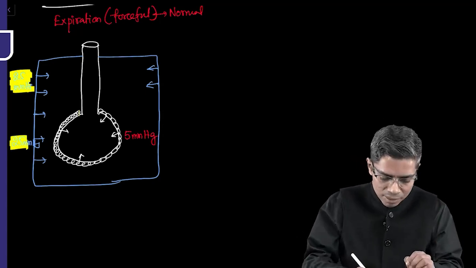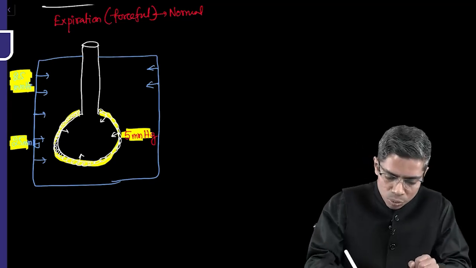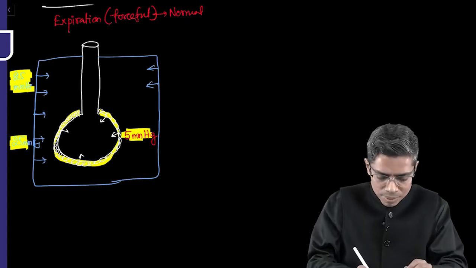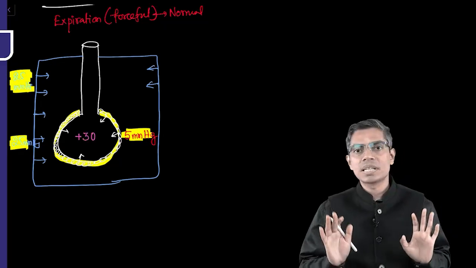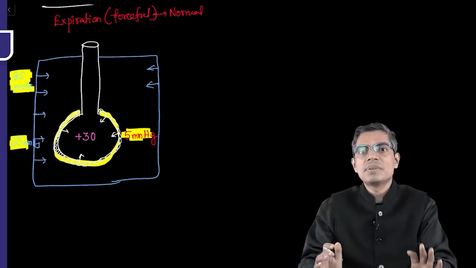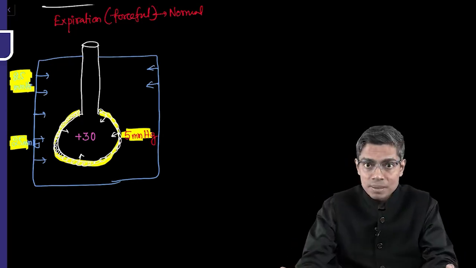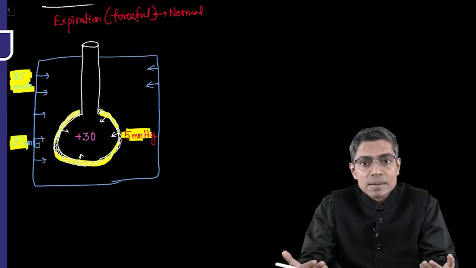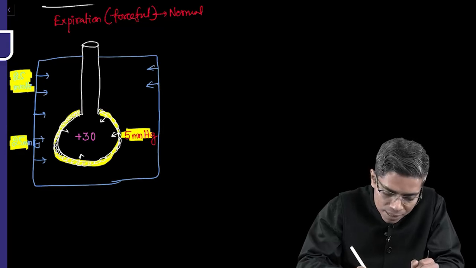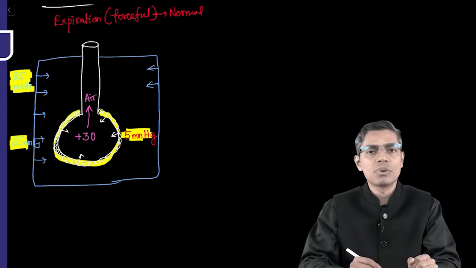And what is the elastic recoiling force? That is the inherent force of this lung, that is 5 millimeter of mercury. So what is the total amount of force that will be present inside this alveoli? That is nothing but 30 millimeter of mercury. This plus 30 means it is more than atmospheric pressure, right? So what will happen? This will push the air out of this lung.